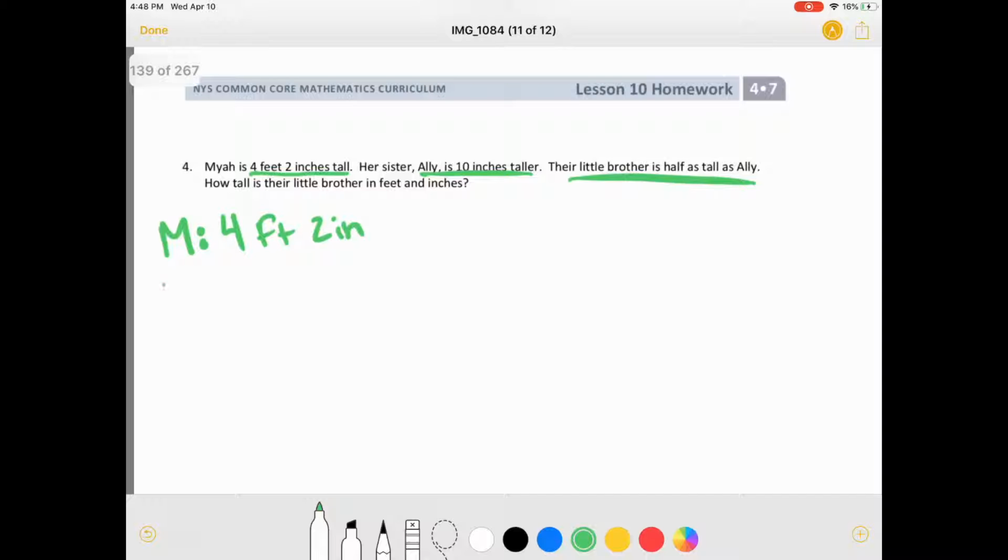And Allie is 10 inches taller, so I'm going to write Allie. Well, if I add 10 inches to 2 inches, it's just 12 inches. So Allie is 4 feet and 12 inches, which is the same thing because those 12 inches give you another foot. It's the same thing as 5 feet.